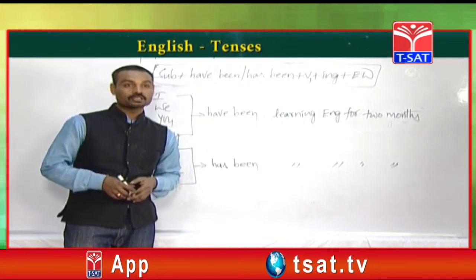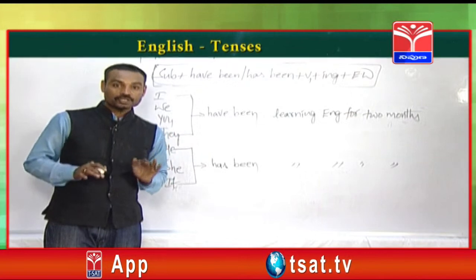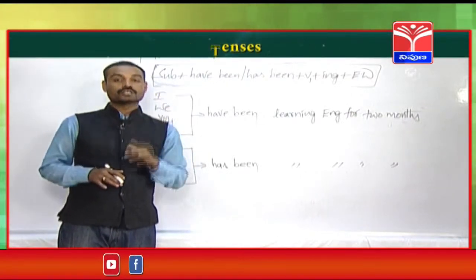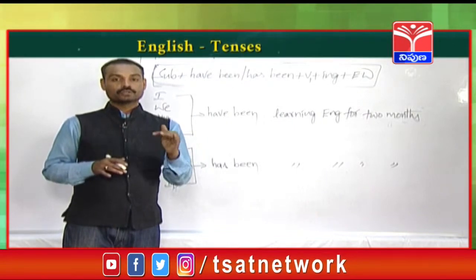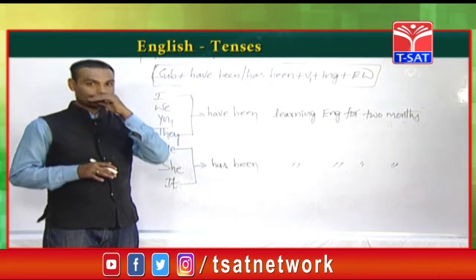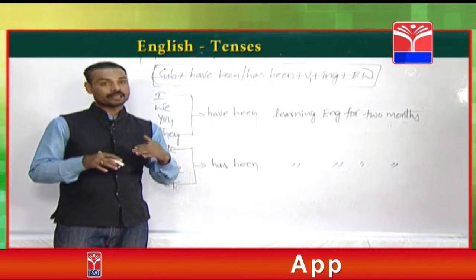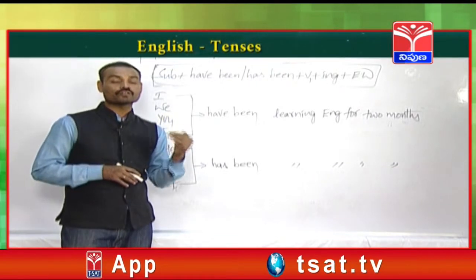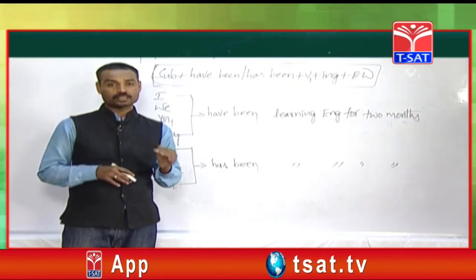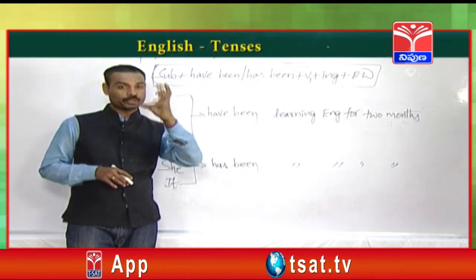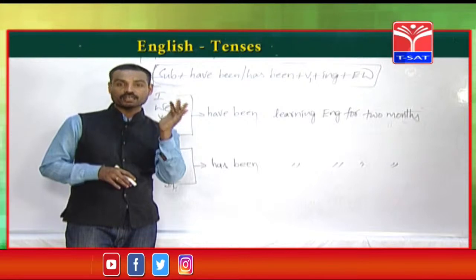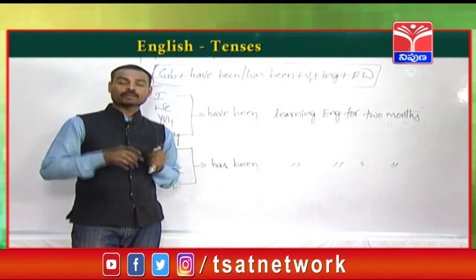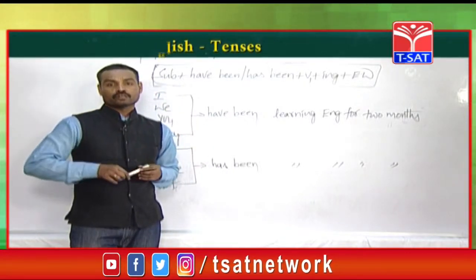So how can you say that? I have been learning English since January, or I have been learning English for 2 months. So here two keywords are there, since, for, and another one is how long. These are the keywords of present perfect continuous tense. Since should be used to mention the point of time, whereas for should be used to mention the period of time.